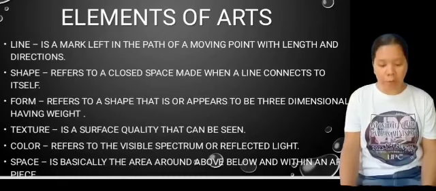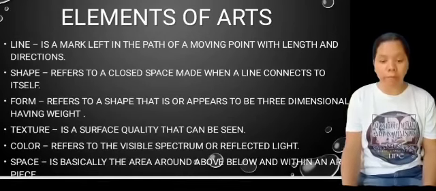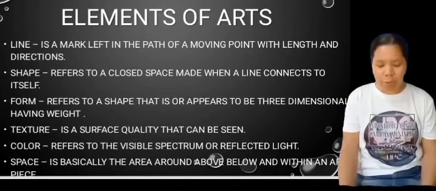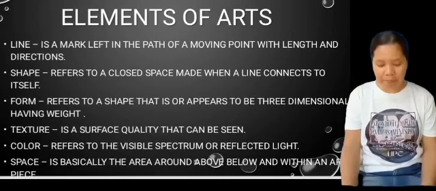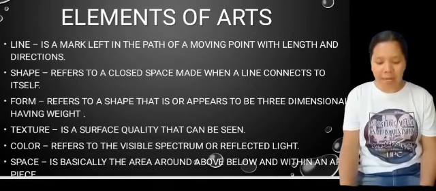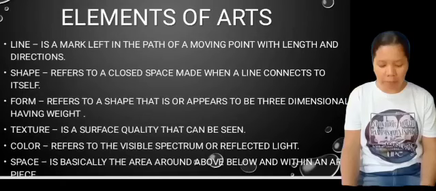Color refers to the visible spectrum or reflected light. Space is basically the area around, above, below, and within an art piece. Value is the lightness or darkness of a color.